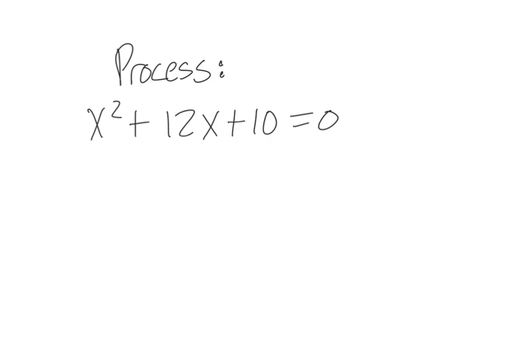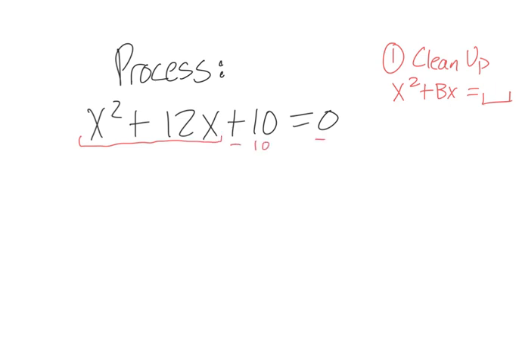So let's take a look at this process. I'm going to use that same example I just did, and we're going to complete this process through a number of steps. The first step is going to be to clean our problem up. When I say clean up, what I mean is I'm going to make my problem look like x squared plus something x, I'm just going to call that b, is equal to some number on this side. So based on my problem here, I'm trying to get this part to be on its own, and I'm going to minus 10 from both sides to make that happen. That gets us x squared plus 12x is equal to negative 10. That's my first step in completing the square.